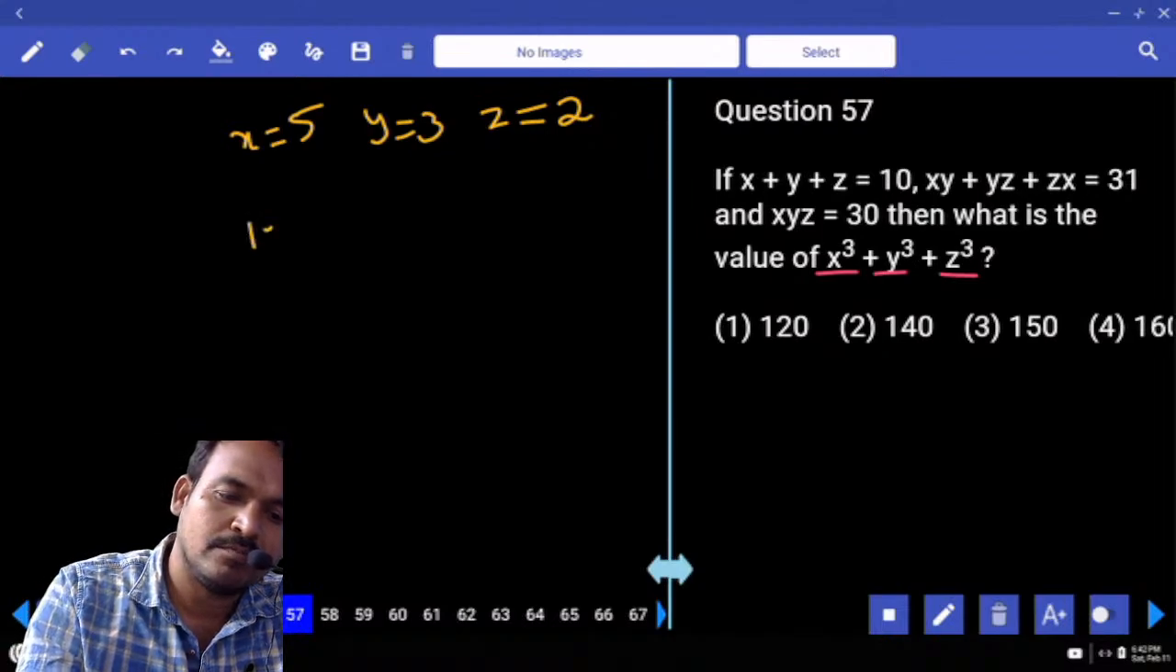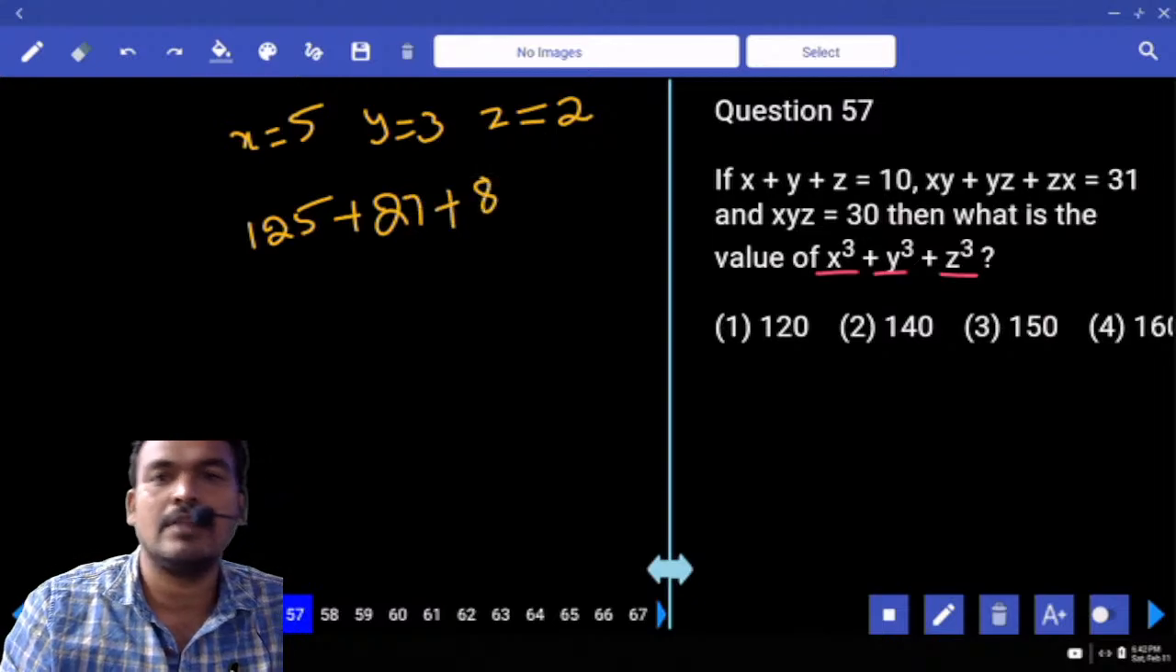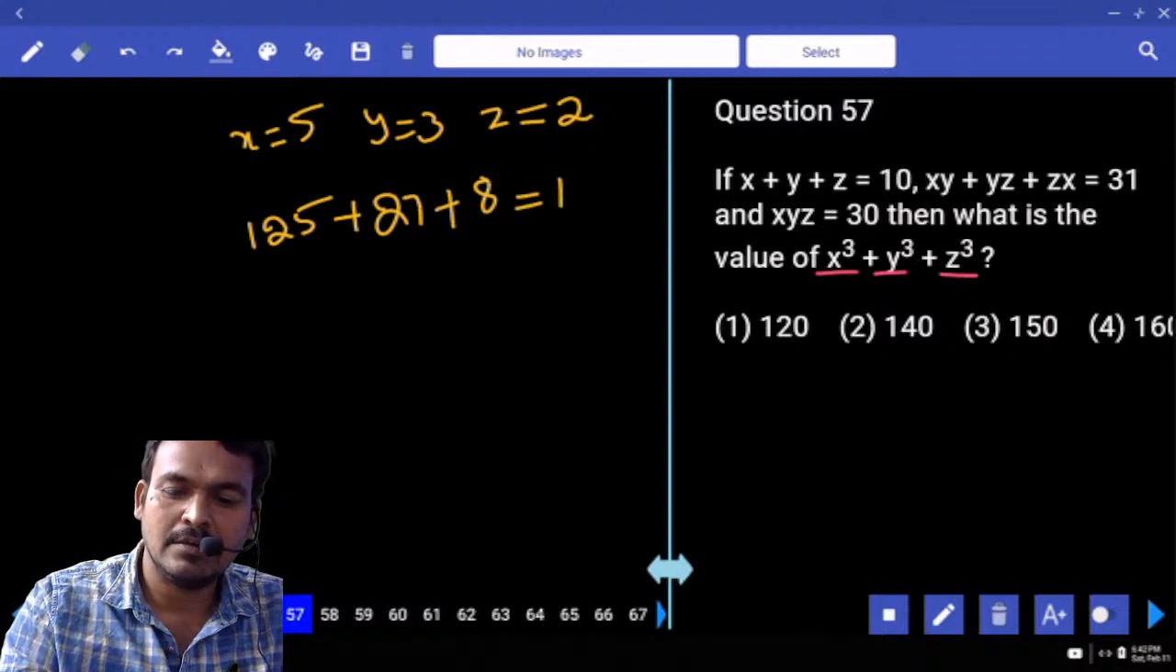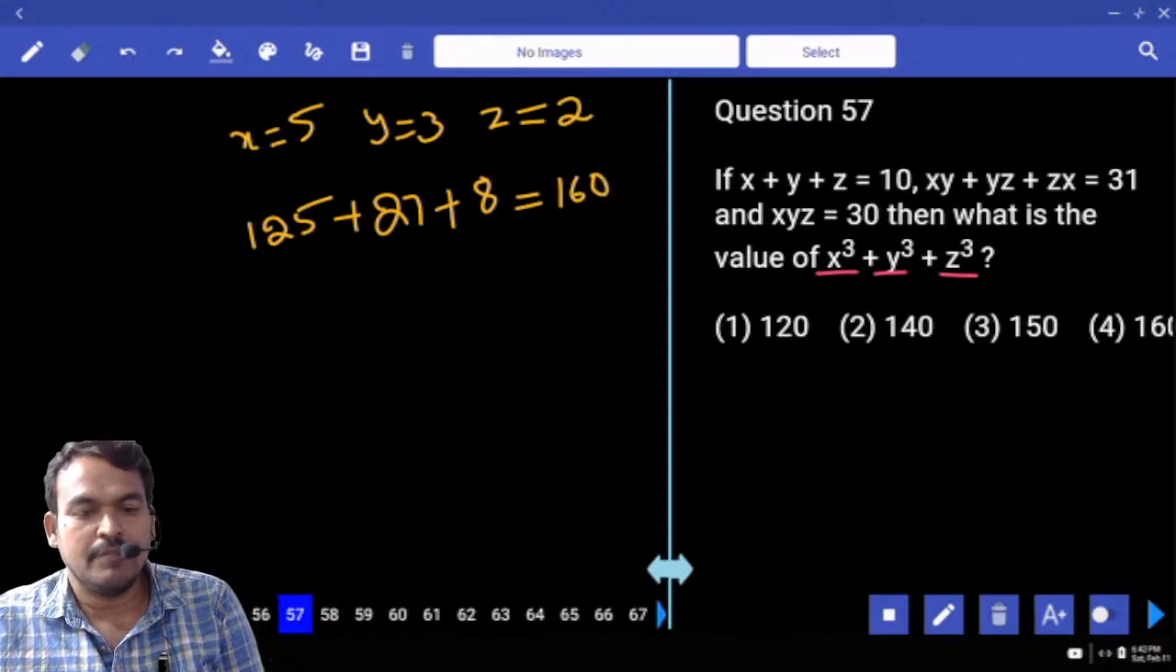What is the 5 cube? What is the 3 cube? What is the 2 cube? 8. What is the total value? 160. Verification or not?